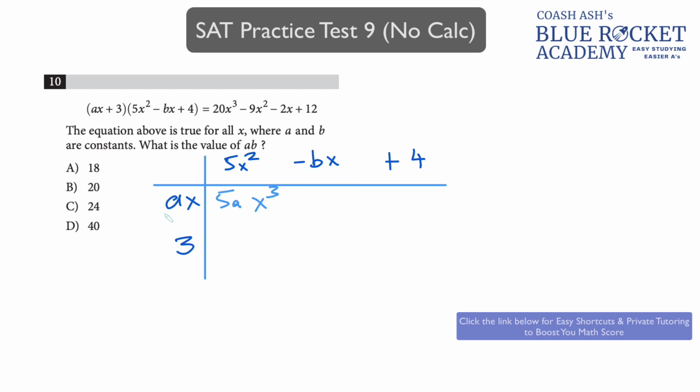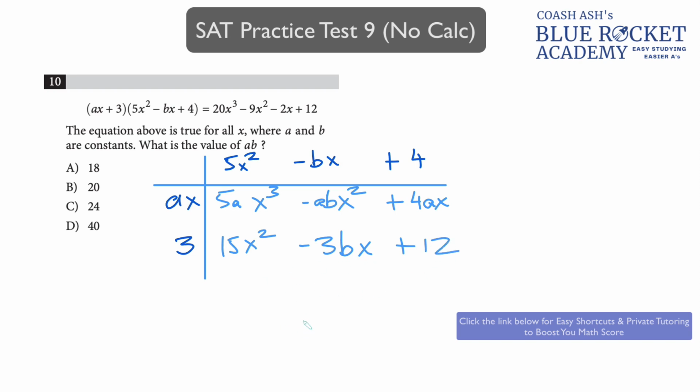Right? Then you've got a and negative b, which gives you negative ab, and x multiplied gives you x squared. Then ax times 4 gives you plus 4ax. Then 3 times 5x squared gives you 15x squared, like this. Then you've got 3 and negative b, which means negative 3bx, and 3 and 4 gives you 12.